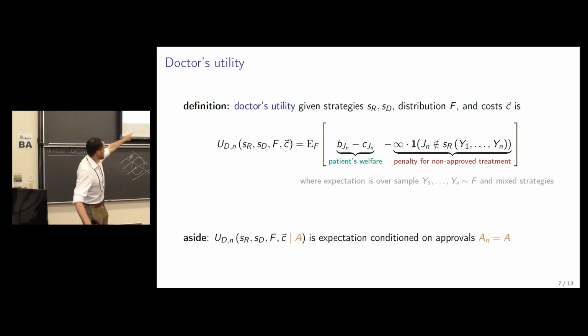I'll also later on use the notation of UD conditional on A. That means the expected utility conditional on the set of approved drugs being equal to A. Again, AN is a random variable, depends on the sample. So conditioning on A tells you something about the sample.